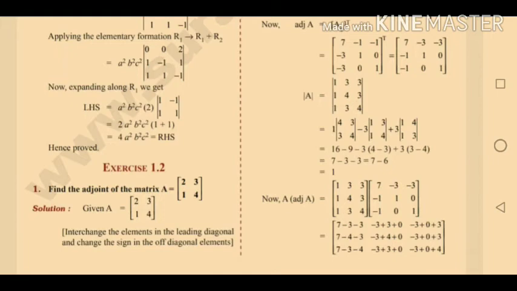Then find the determinant of A. How to find the determinant of A? The way of finding the determinant of A is expanding the first row. First row is 1, 3, 3. If you expand this row, you are getting 1 into (4, 3, 3, 4) minus 3 into (1, 3, 1, 4) plus 3 into (1, 4, 1, 4). You get the value of the determinant of A equal to 1.